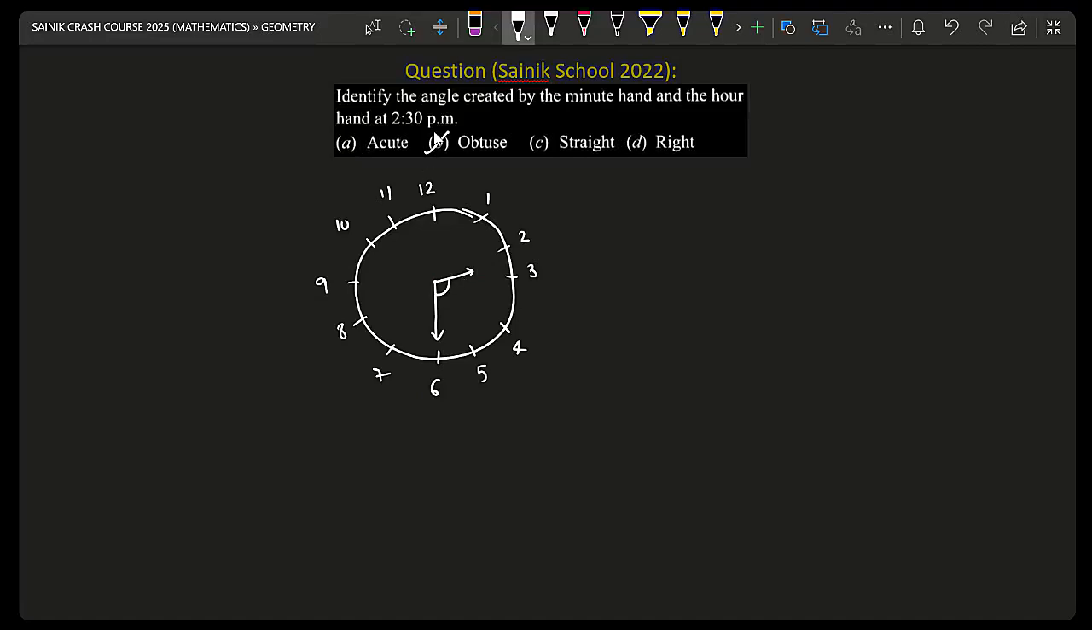Bhuvana, more than the type of angle, if I ask you the measurement also, what is the measurement of this angle? Not only Bhuvana, all the other students also try this question. They only ask the type, it is obtuse. But if you want the measurement of the angle also, how many degrees? What is the answer? Bhuvana, first you try.